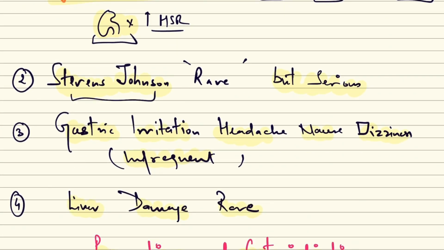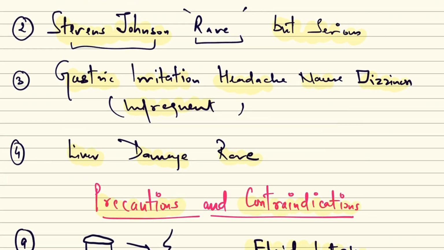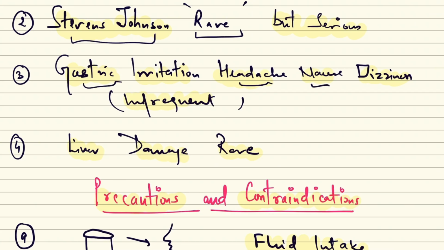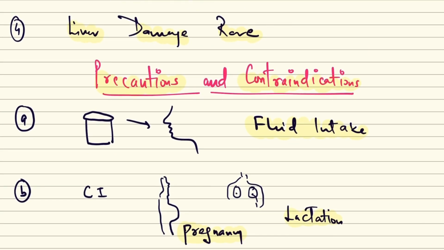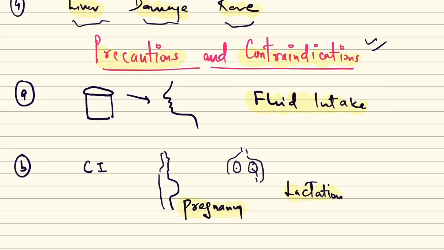Stevens-Johnson syndrome is a serious but rare side effect noted with allopurinol, so you should keep in mind that it can occur with the use of allopurinol. Gastric irritation, headache, nausea, and dizziness are noted, but they are very infrequent, so they do not warrant withdrawal of allopurinol. Liver damage can occur, but it is very rare. About the precautions and contraindications, whenever we give allopurinol to the patient, we always advise taking plenty of fluid.